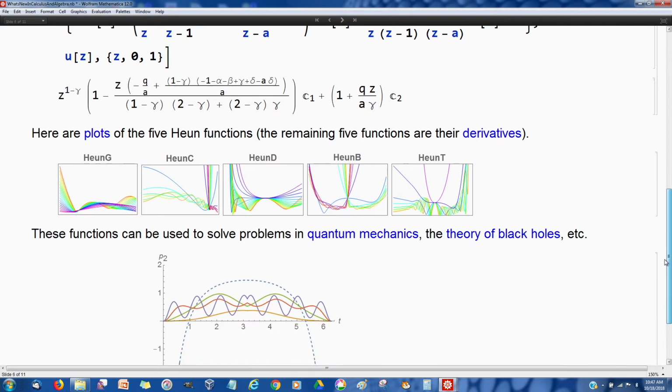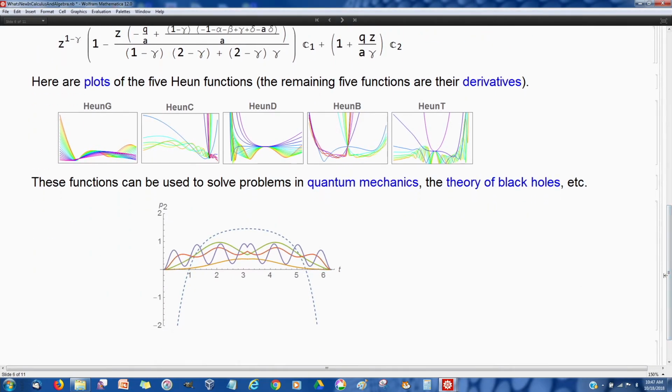One of them deals with 2-state quantum systems. So as we go forward in quantum computing, black hole theory, etc., we will need Heun functions, and they'll be there for you. This is the future for special functions. Hypergeometric is out, Heun is in.